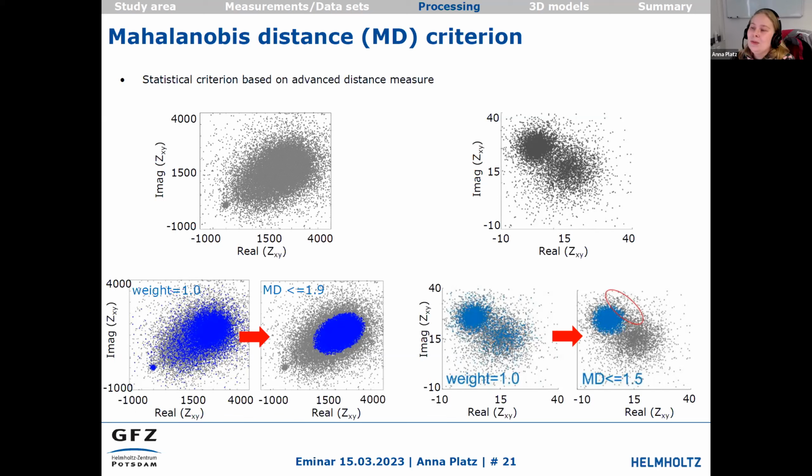As I said, if you are interested in this criterion and how it works, please look into my paper. There are also the transfer functions shown for this example here.